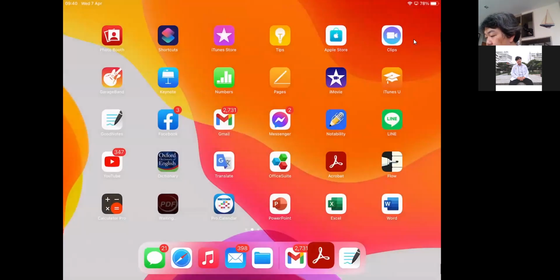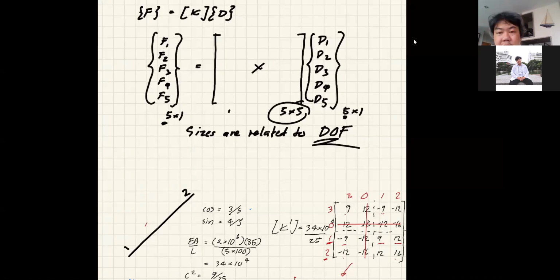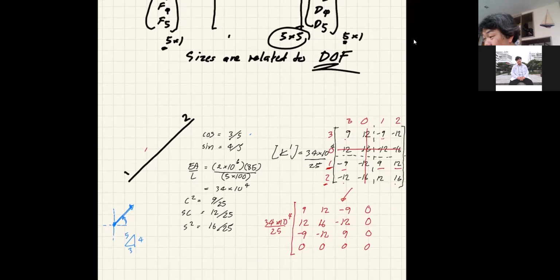Now we can come back here, and you can see this is your member number 1. The orientation is like that, so that's why you get cosine and sine like that. The formula is cosine square, sine cosine, sine square. So this first term is the cosine square, this is sine cosine, this is sine cosine, and this is sine square. For this problem, cosine square is 9/25, sine cosine is 12/25, and sine square is 16/25. So I'm factoring 25 out, and that's what we have in the end.